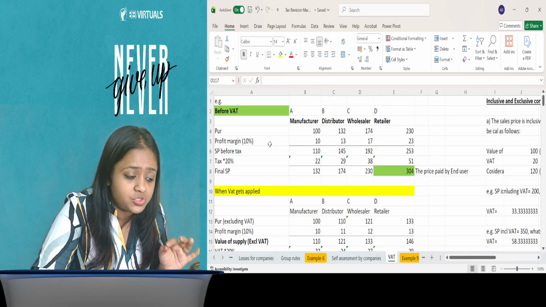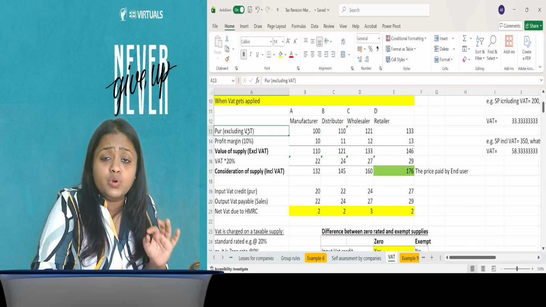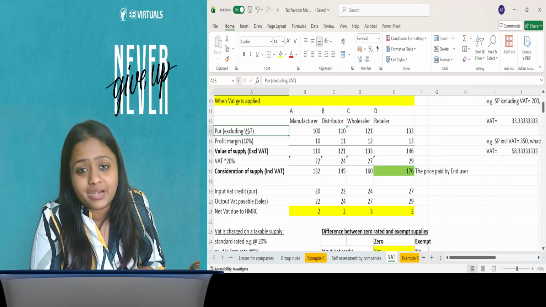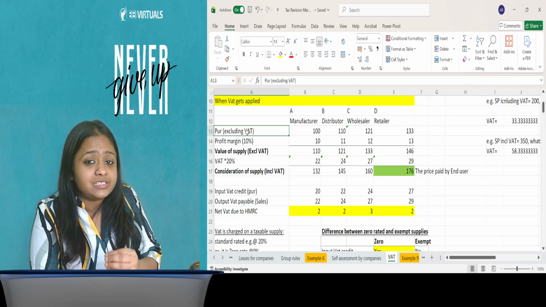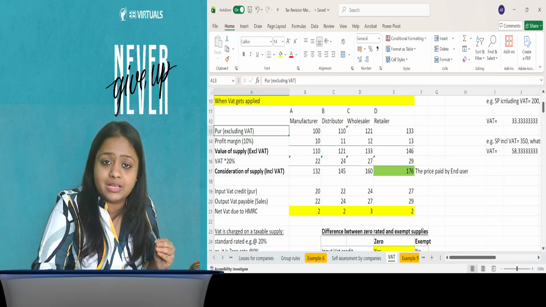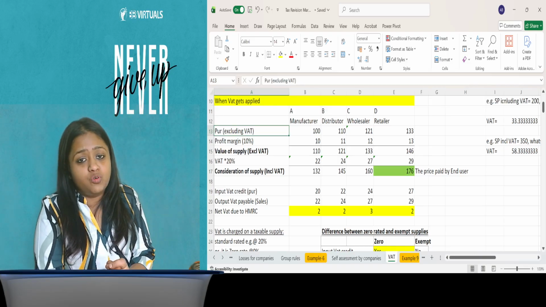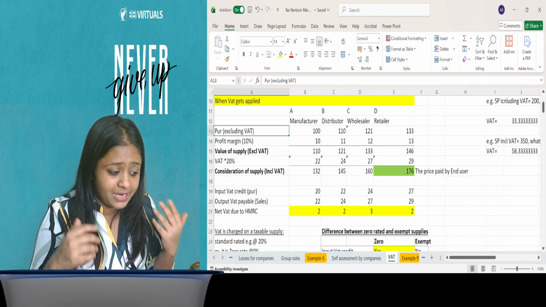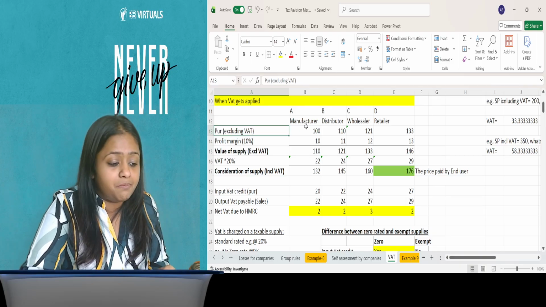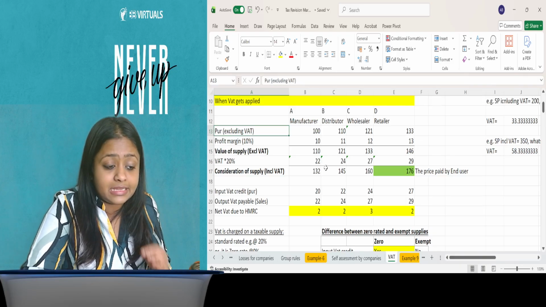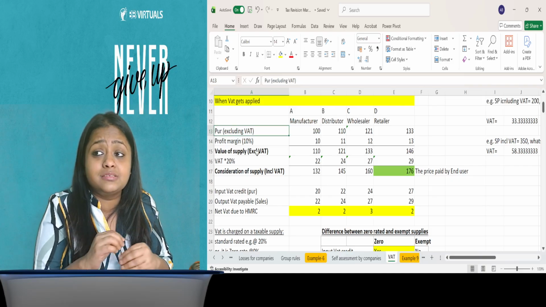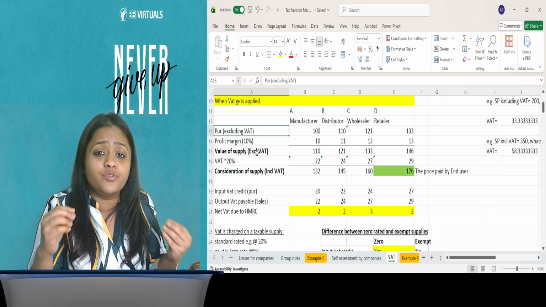Here an important pointer to note is when you take the value excluding VAT. Now stop here. In order to understand the concept of including and excluding, it's very important for VAT purposes. So first, I will make you understand this pro forma, and then we will understand the inclusive and exclusive concept as well. Now understand there are four persons in this supply chain: manufacturer, distributor, wholesaler, retailer. In this example, now we are considering VAT. VAT is the introduction of tax on the supply of goods and services.